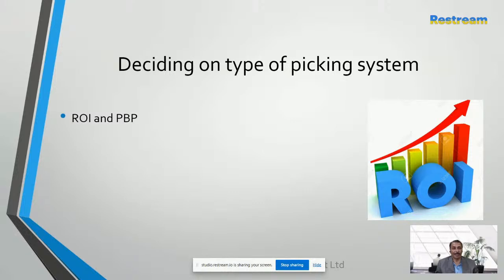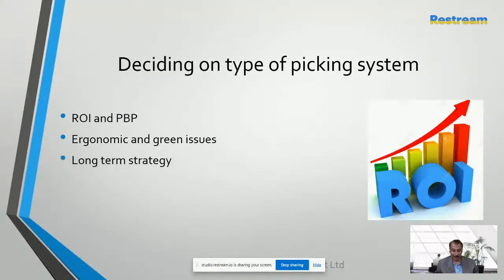Okay. For example, by implementing this technology, there is a lot of quantification possible. For example, instead of picking 100 items, you can say 200 items you are going to pick. Thereby possibly you are going to reduce some labor. Okay, and also you can qualitatively justify some of the investment by saying ergonomic and green issues. Okay, then it could also be for the long term strategy for the organization to survive.